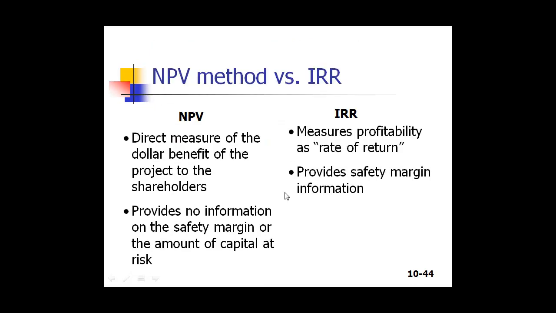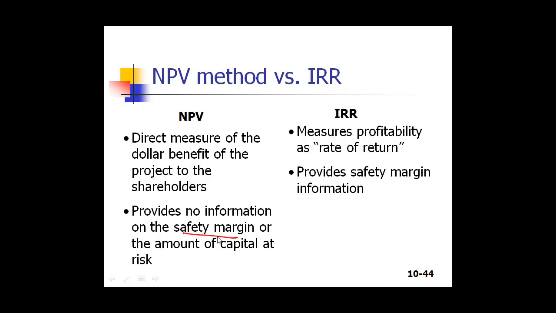Okay. Now NPV versus IRR. Okay, so this is a recap. NPV gives a direct measure of the dollar benefit to shareholders. Okay, so when I say NPV is 4 million, that means that overall wealth generated is 4 million. But it does not tell us what the safety margin is or the sort of return is.